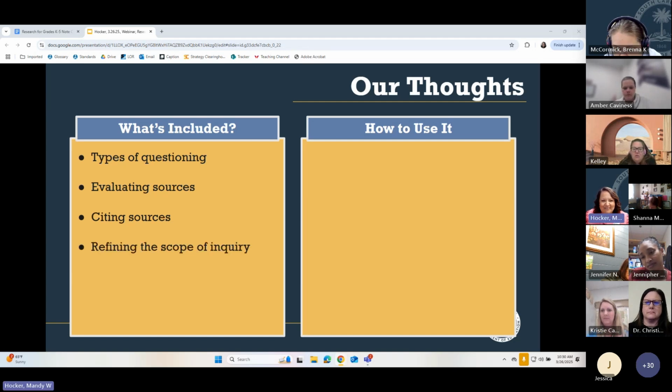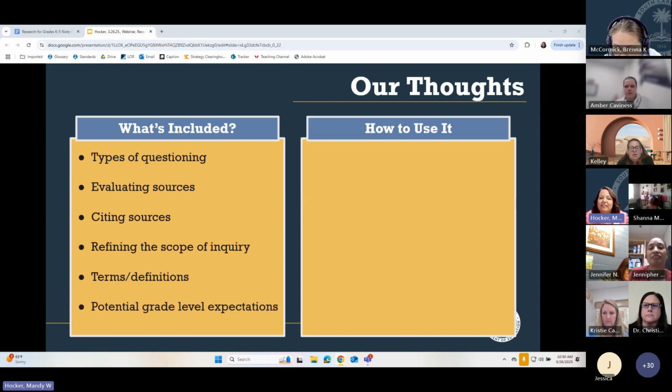I'll come back to that, but refining the scope of inquiry, having those terms and definitions to calibrate our language. And then I love the part where it outlines potential grade level expectations, so that we all have the same understanding of what our students should or should not be able to do.